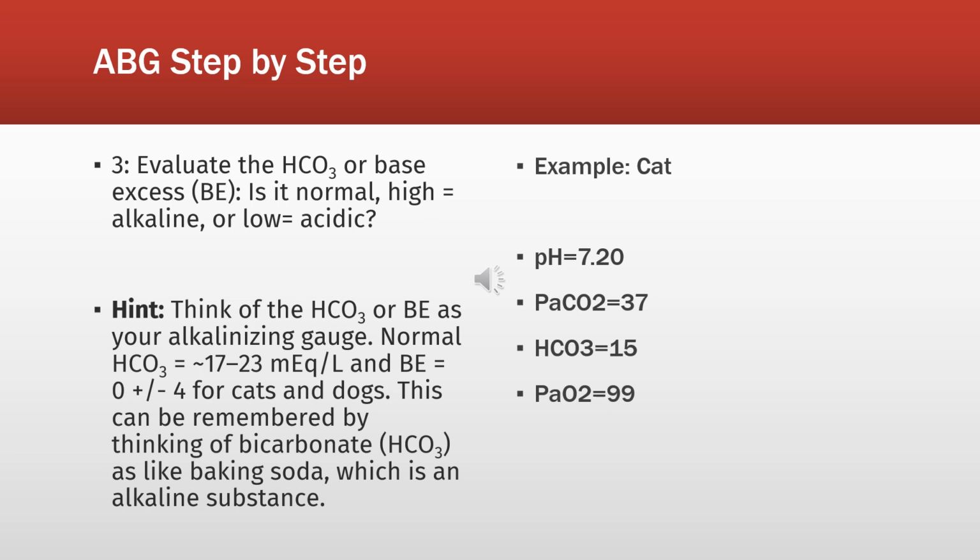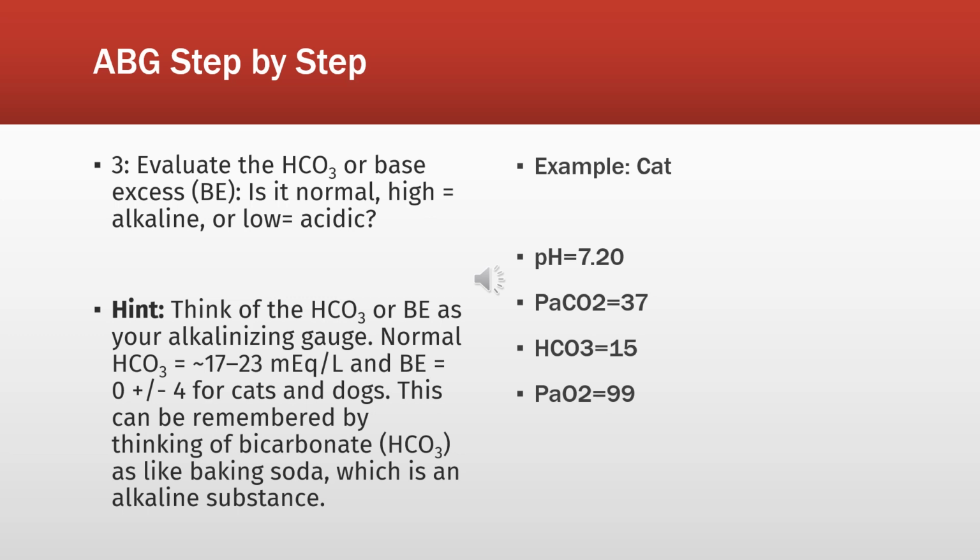So step 3 is to evaluate the HCO3 or base excess. So the HCO3 is basically bicarbonate, and that's how you should think of it, as the alkalinizing agent or gauge. So it is what we think about when we think how alkaline a substance is. It can also be acidic, of course, but if you think of the PCO2 as being your acidifier and the HCO3 as being your alkaline, then it kind of makes it a little bit easier, I think.